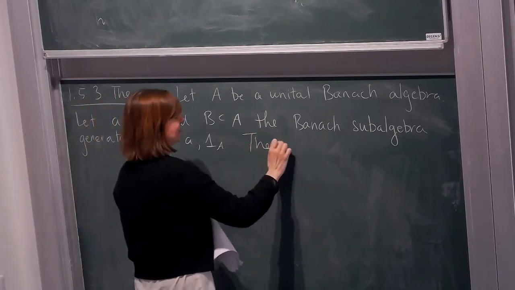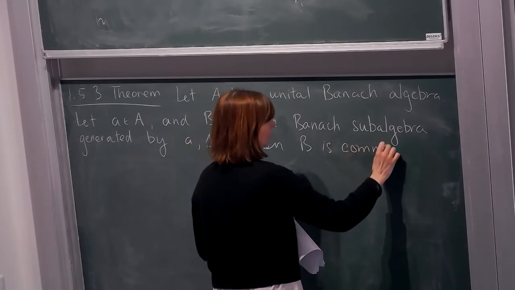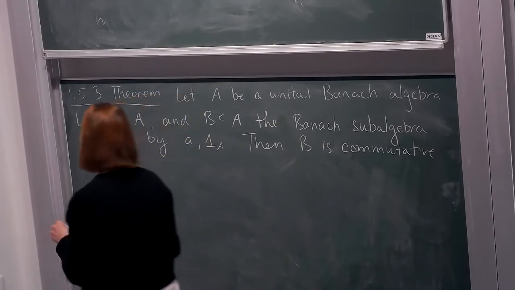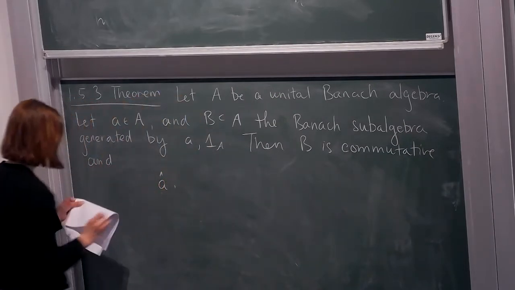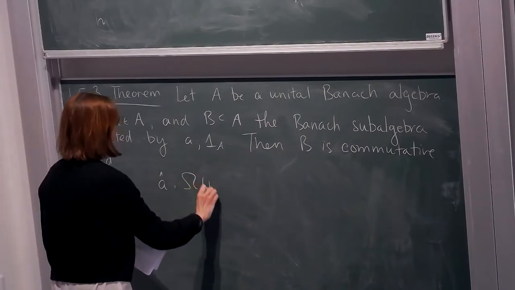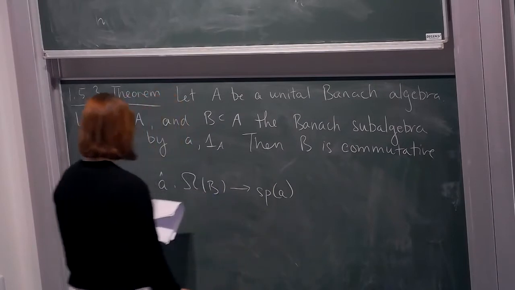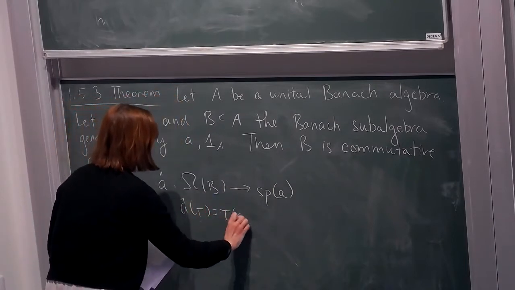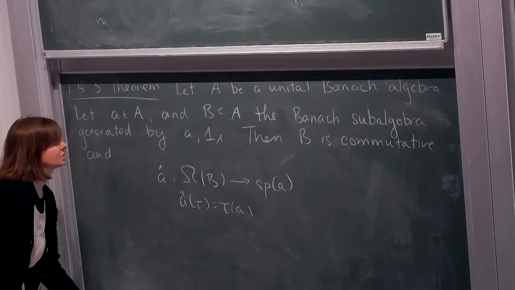Okay, then B is commutative. And a-hat maps omega of B to the spectrum of a, which is of course just a-hat of tau, that is tau of a. This is actually a homeomorphism.